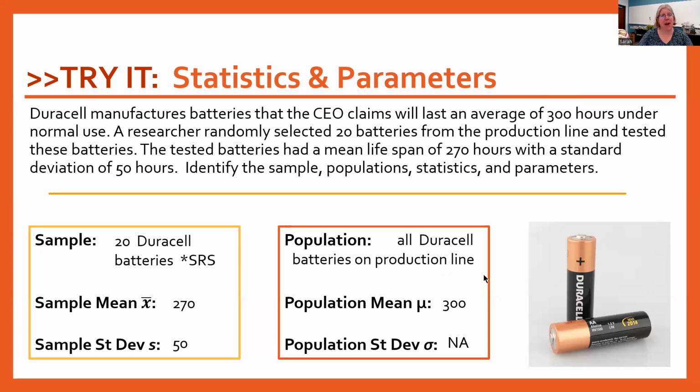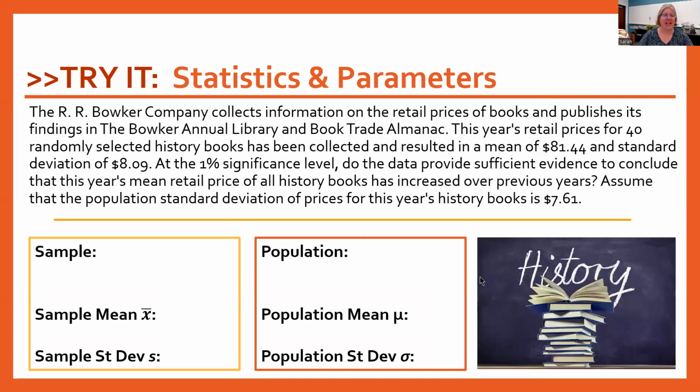Hopefully this went well, but if not, hopefully you learned a little bit that you can apply on this next problem. The R.R. Boker Company collects information on the retail prices of books and publishes its findings in an annual library and book trade almanac. This year's retail prices for 40 randomly selected history books has been collected and resulted in a mean of $81.44 with a standard deviation of $8.09. At the 1% significance level, did the data provide sufficient evidence to conclude that this year's mean retail price of all history books has increased over previous years? You may assume that the population standard deviation of prices for this year's history books is $7.61.